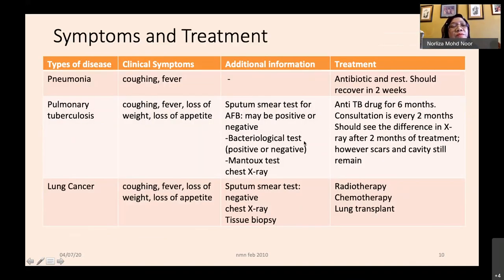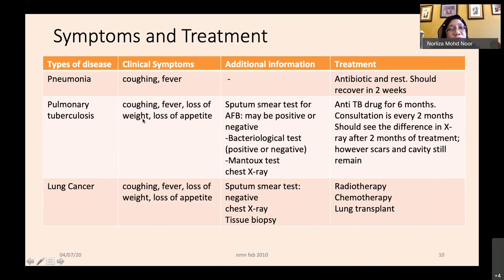So pneumonia, we have the coughing, fever. And pneumonia normally is treatable, so antibiotics and rest should lead to recovery in 2 weeks' time. When it is not recovered, then it will be something else. So normally the doctor will give a different antibiotic and so on, and try to make you well again. Next, pulmonary tuberculosis.